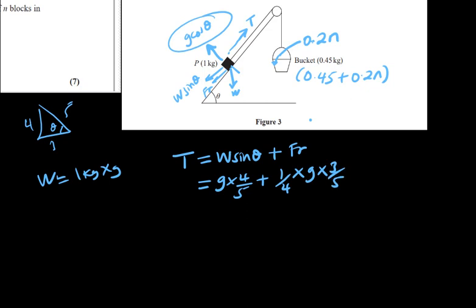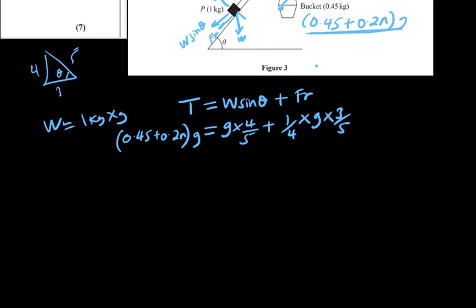Our tension, we got it over here, which is 0.45 plus 0.2 n G. So if you work this one out, we will be able to get 0.45 plus 0.2 n. So let's cancel the G's all over. The G's are all over, so we can have this one equal to 4 over 5 plus 3 over 20.